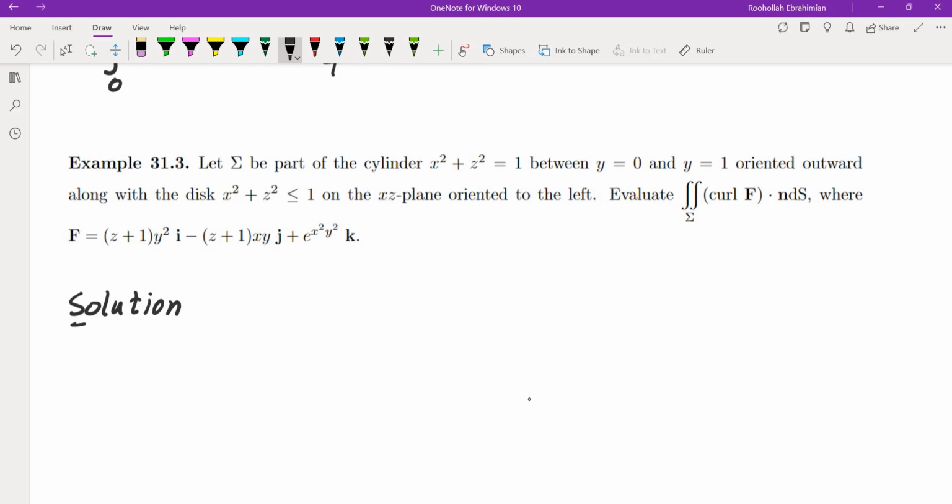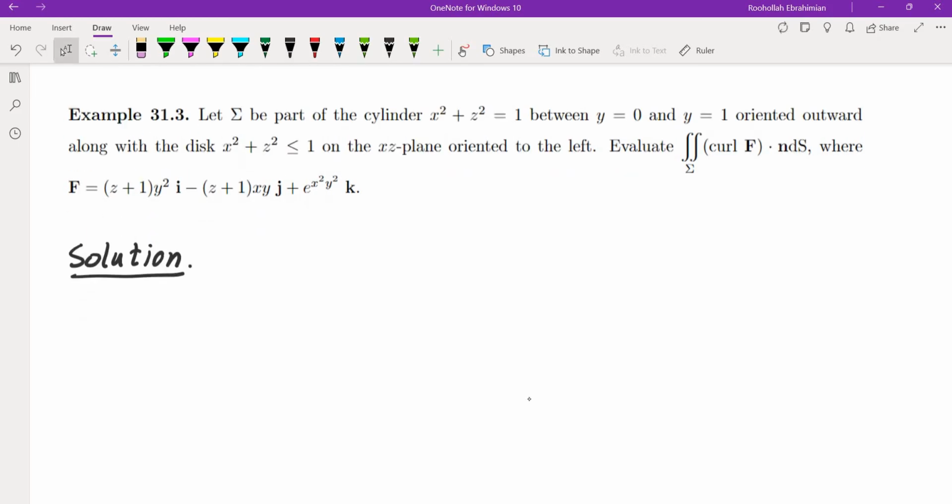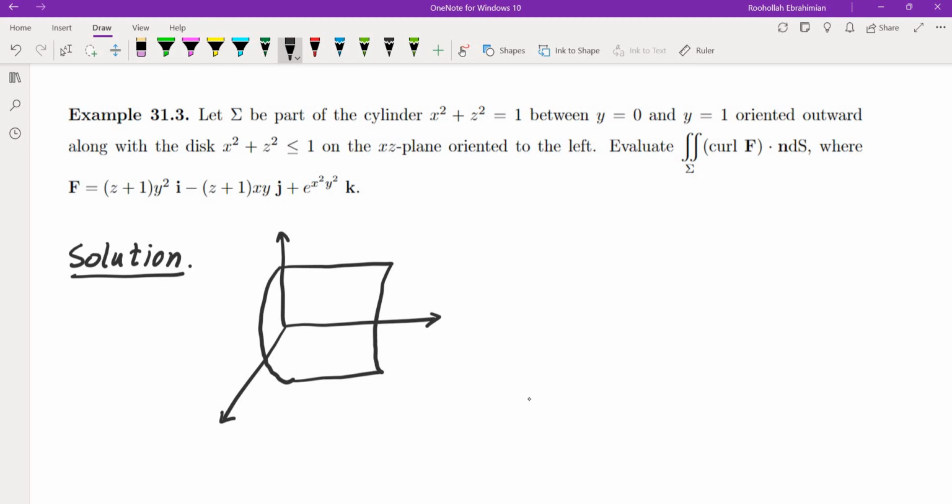On Stokes theorem. Let sigma be part of the cylinder x squared plus z squared equals 1, between y equals 0 and y equals 1. So this would be our surface, and the orientation is outward. Along with the disk, x squared plus z squared less than or equal to 1 on the xz plane, and the orientation is to the left. You see these two orientations match. All three orientations are outward from the cylinder.